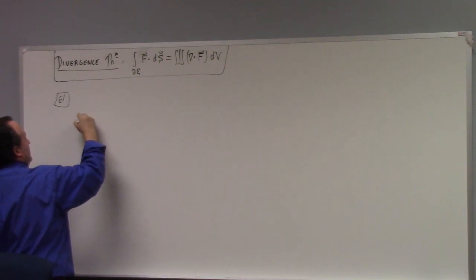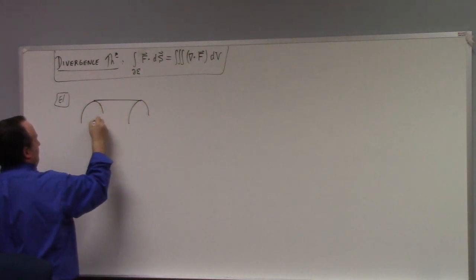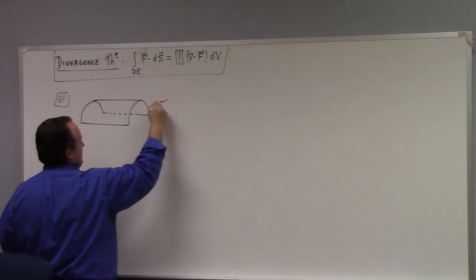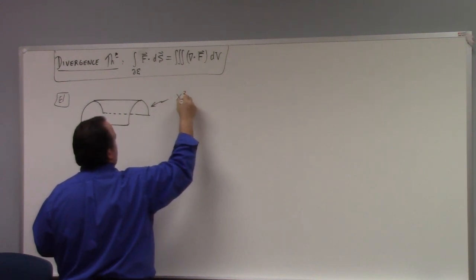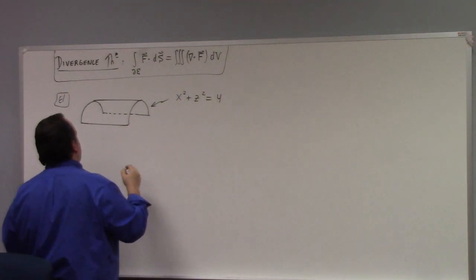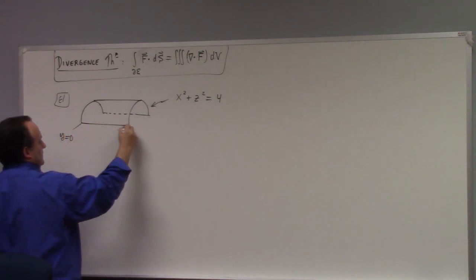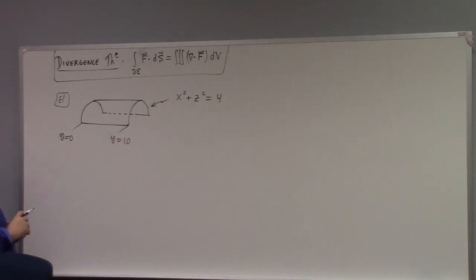Let's look at this half cylinder. This would be x squared plus z squared equals 4. And let's let this thing range from y equals 0 all the way out here to y equals 10. All right, so that's my surface.